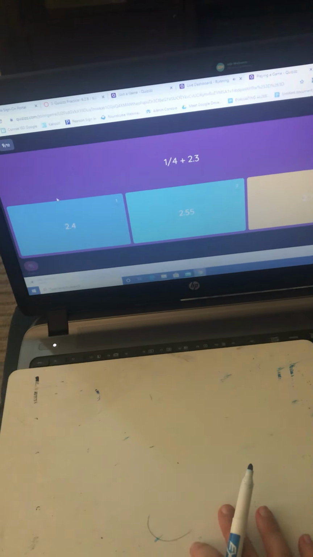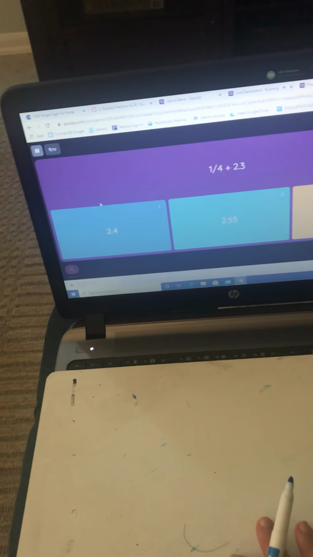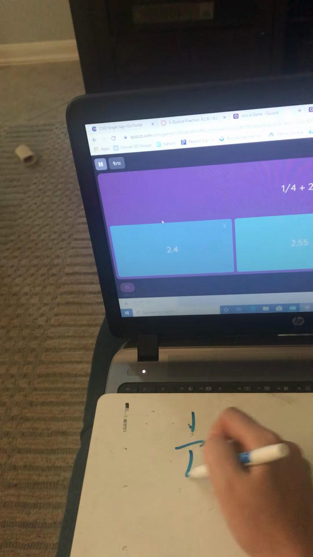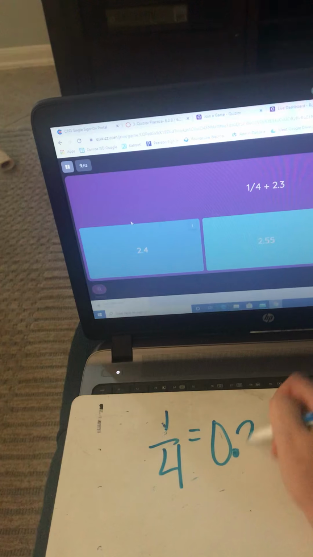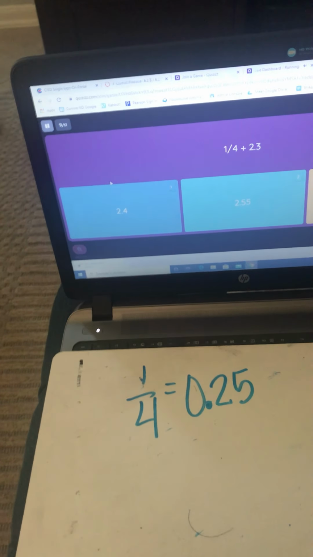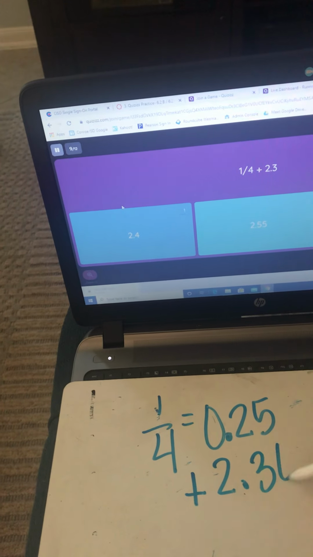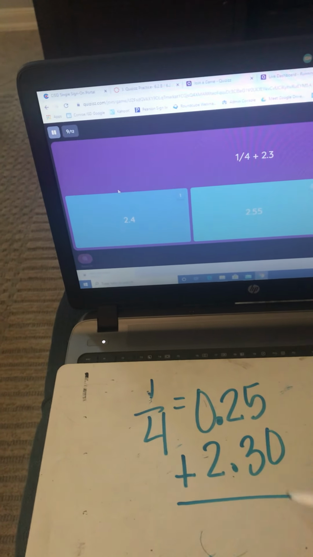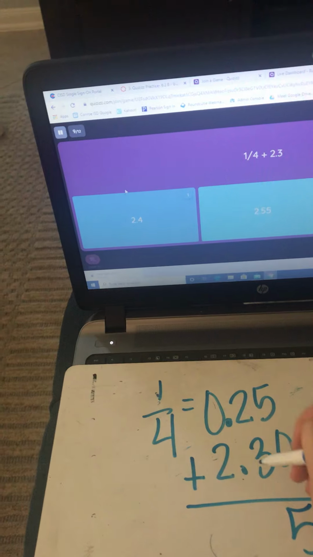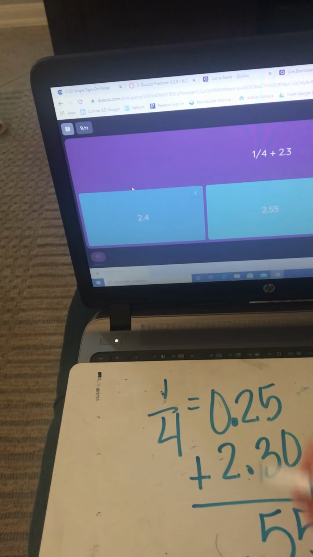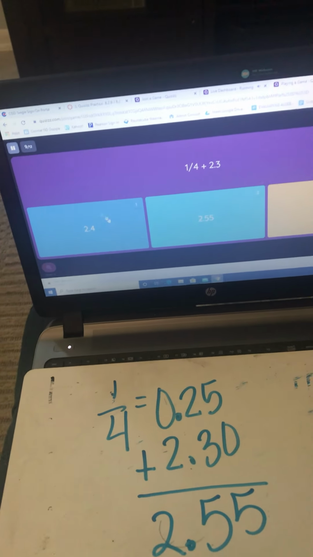Number 9, I have a fraction and I have a decimal, and I need to add these together. 1/4 is equivalent to 25 hundredths. If I line that up and add 2 and 3/10, adding a 0 as a placeholder, 5 plus 0 is 5, 2 plus 3 is 5, 2 plus 0 is 2, I get 2 and 55 hundredths.